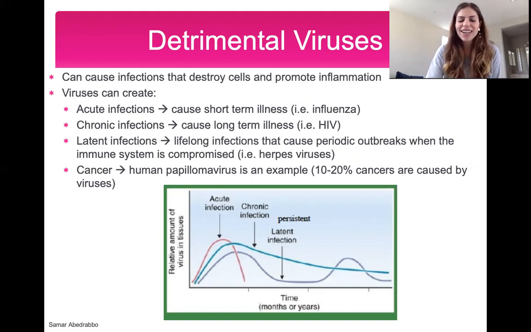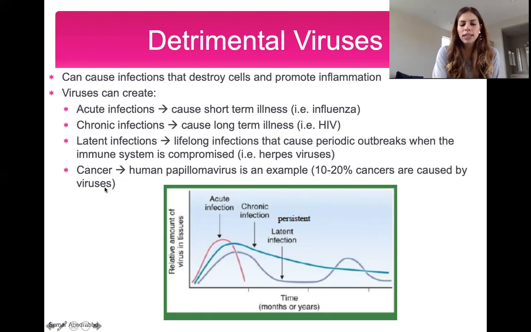So with latent infections, you have an infection with a virus and you have it all the time, but every time you're immunocompromised, so if you're sick or if you're stressed, you see that virus cause the symptoms that it causes. So for example, with people who have cold sores, they'll typically tell you that they get cold sores every time they're stressed because that makes them immunocompromised.